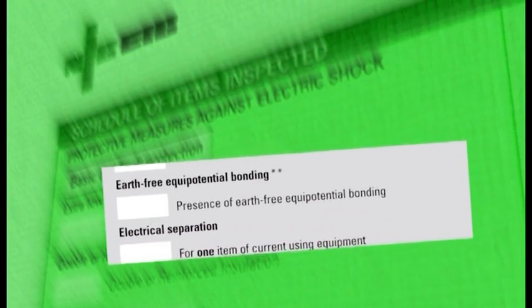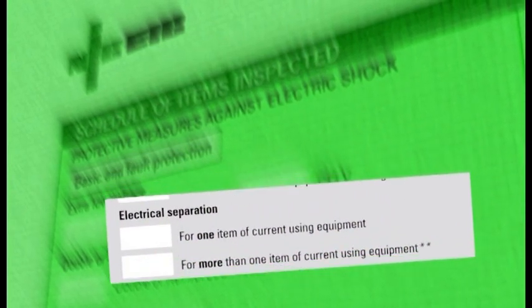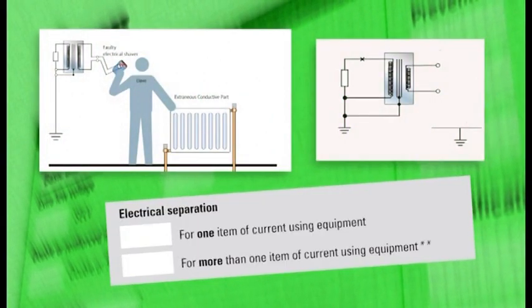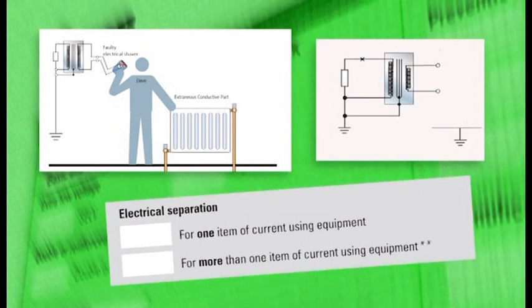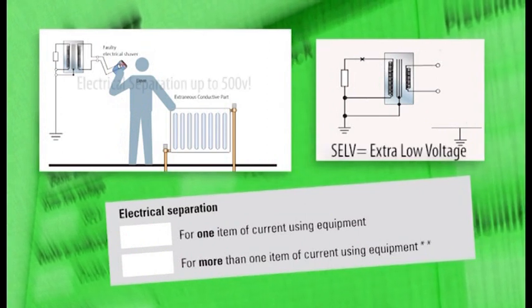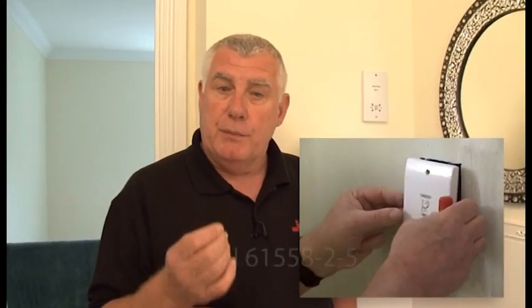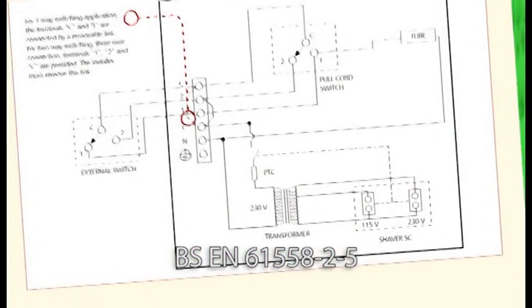The final protective measure listed under fault protection is electrical separation. The principle of electrical separation is very similar to SELV, but do not confuse the two. SELV is extra low voltage, whereas electrical separation can be up to 500 volts. The most common example of electrical separation is the electric shaver socket. During inspection, we need to check that the source is an isolating transformer complying with BS EN 61558-2-5, of which the secondary winding is not earthed.